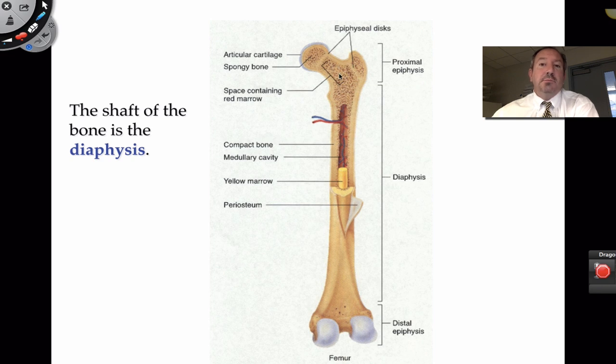And then this spongy bone contains a lot of red marrow, which is where red blood cells are produced right in this area. This periosteum, peri means around the bone as a translation, is this fibrous connective tissue, which is a covering of the bone and it's continuous with tendons and ligaments. So periosteum, that's kind of an interesting term.